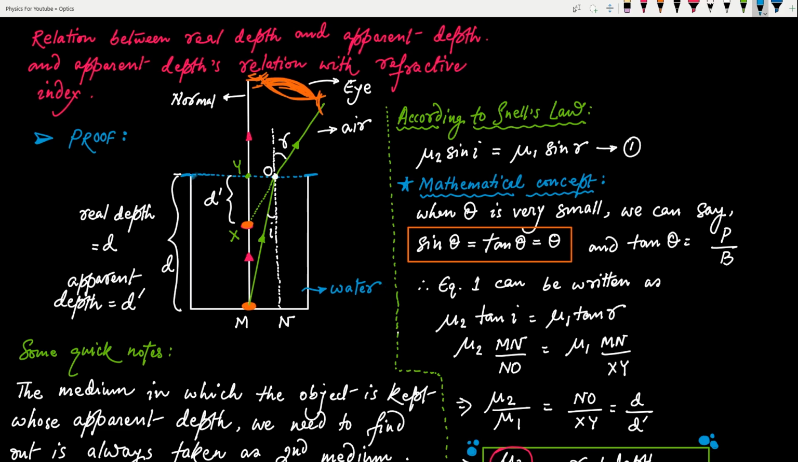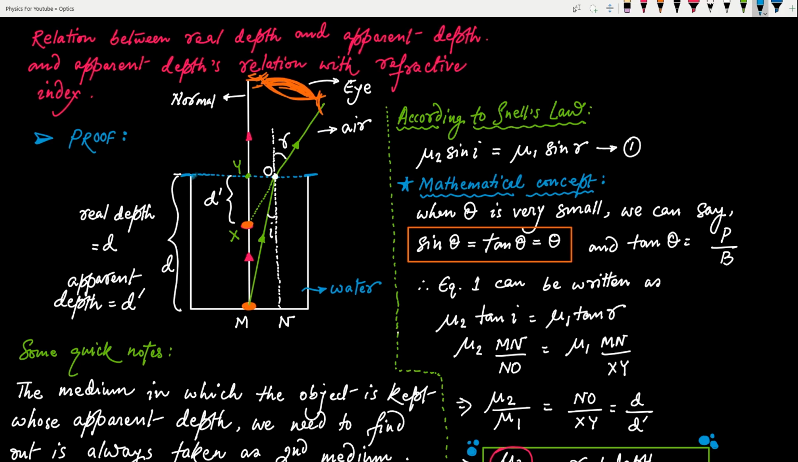So there are two media. One is air, another is water. Okay. Now, we have kept a coin here at the bottom of the beaker. Okay. So this d, small d, is the actual depth. Okay. That is the real depth of the coin inside the bucket or the beaker. Okay, this is clear. Now we need to find out what the apparent depth is.